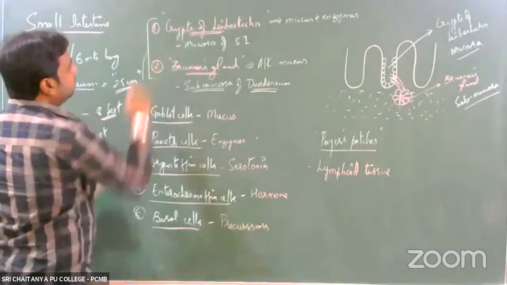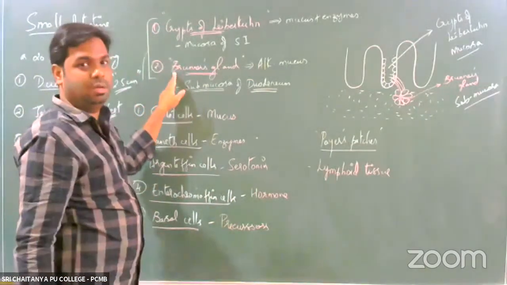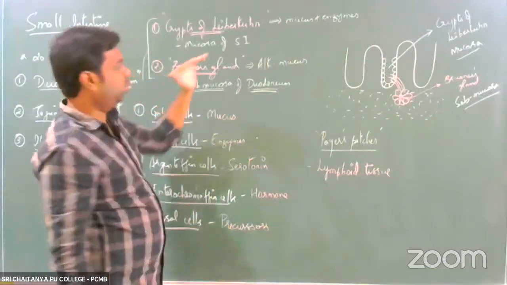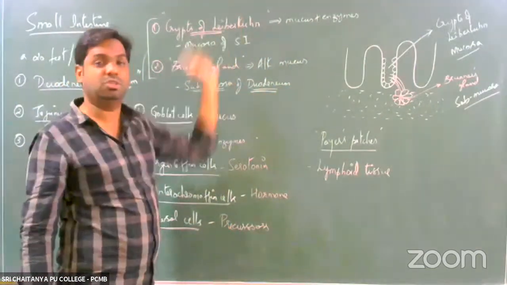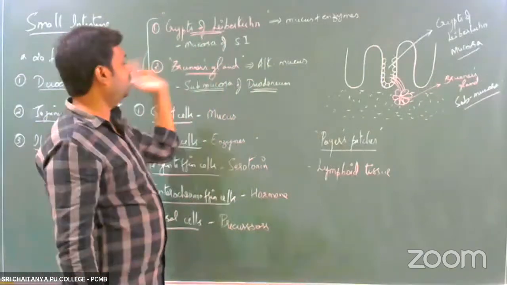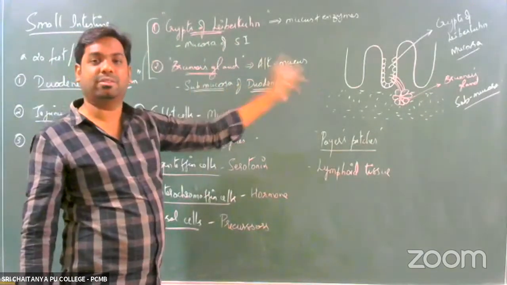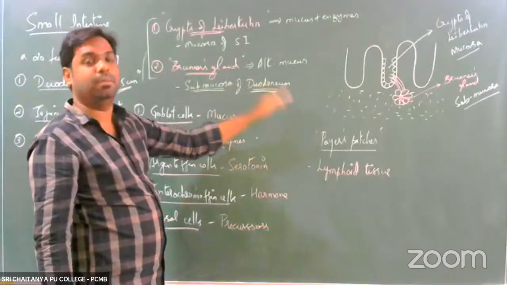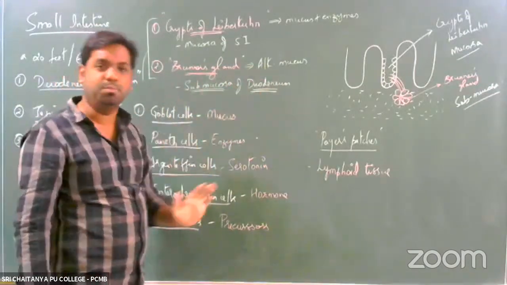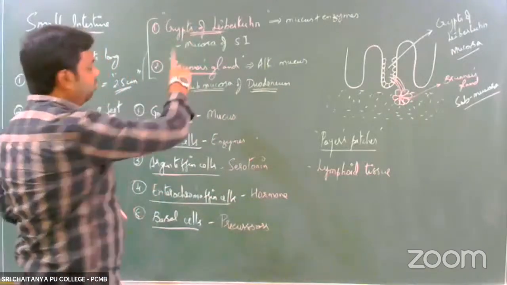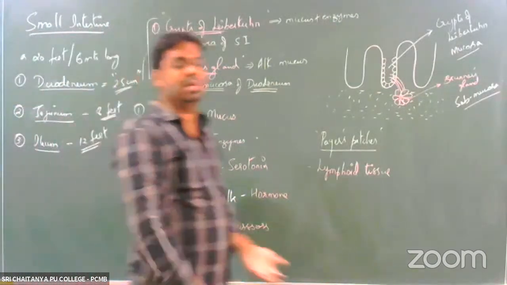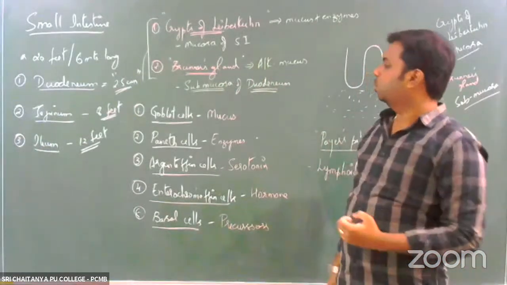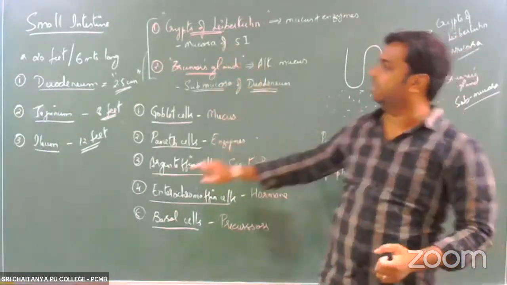So two important glands: crypts of Lieberkühn and Brunner's gland. Crypts of Lieberkühn secrete mucus as well as enzymes, while Brunner's gland secretes alkaline mucus. Location is important. Crypts of Lieberkühn are present throughout all parts of the small intestine in the mucosal region, whereas Brunner's gland is present only in the duodenum, and that too in the submucosa of the duodenum. Both of these secretions together are called the intestinal juice or the succus entericus.